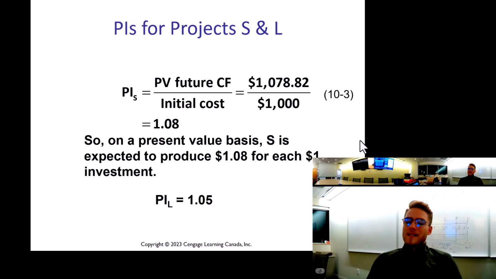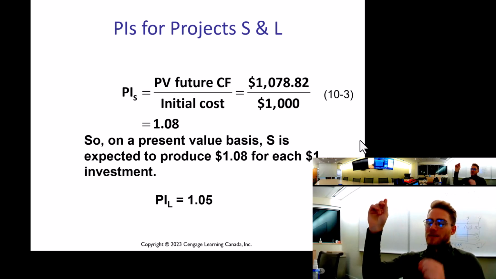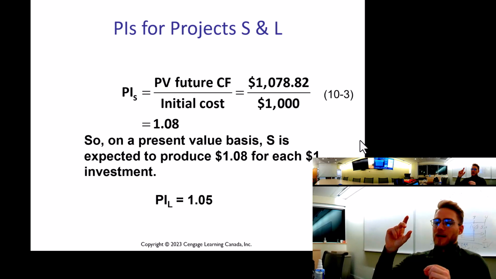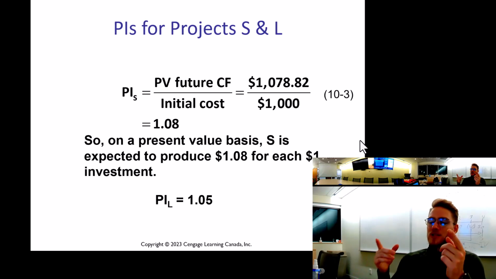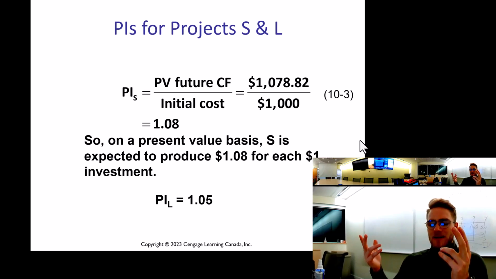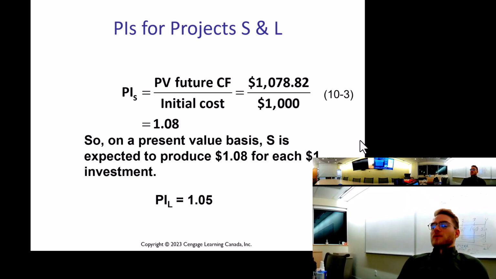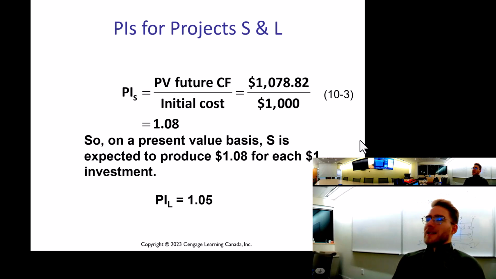So what's the relationship between my cash flows and my initial investment? If my cash flows are worth less than my initial investment, right? Well, then I'm going to have a profitability index that's less than 1, right? And then I wouldn't accept it. So in this case, Project S, my bang for buck calculation, I have a profitability index of 1.08. Well, maybe I did say it right. So on a present value basis, S is expected to produce $1.08 for each dollar of investment, not 8 cents.